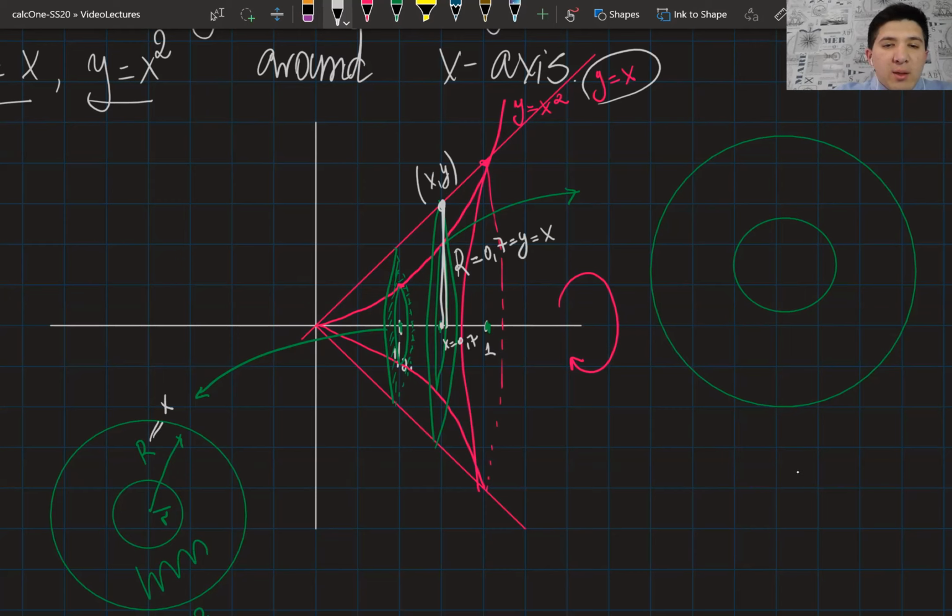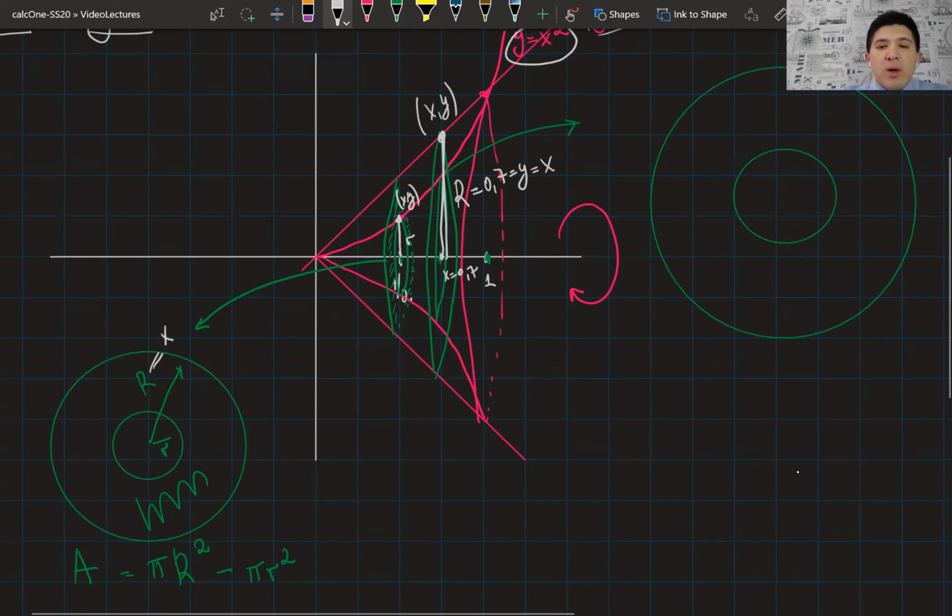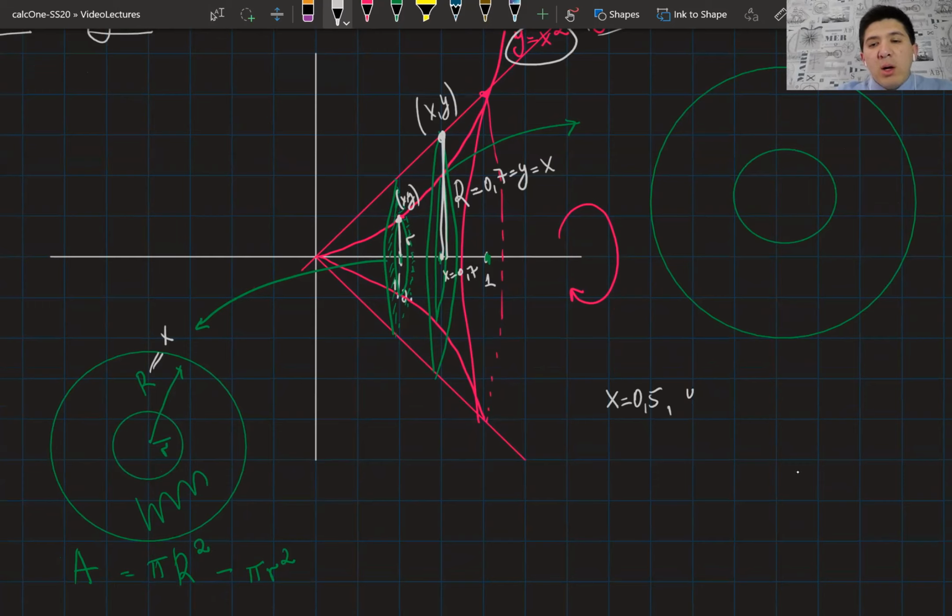Now, what about the inner radius? For example, if I choose x to be equal to 0.5, what's going to be this inner radius, the small r? This is the y coordinate of this point here, right? So if I know the x, I can find the y coordinate by just substituting into the second equation, y is equal to x squared, right? So if x is equal to 0.5, then the y coordinate is going to be 0.5 squared, which is 0.25, which is the inner radius. So the inner radius is actually equal to x squared, right?